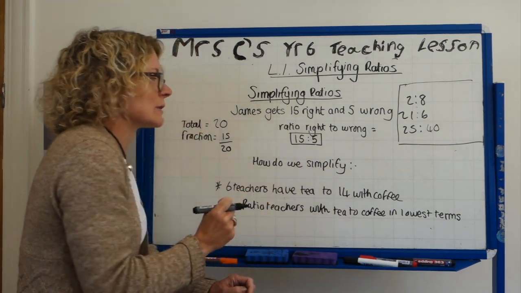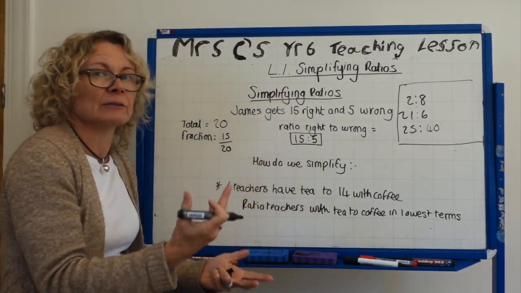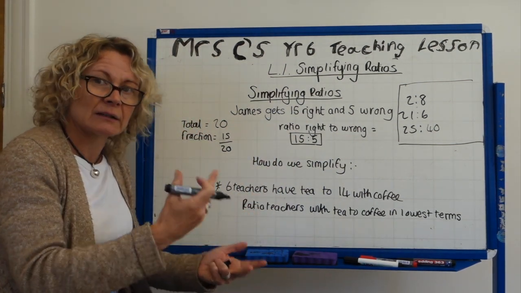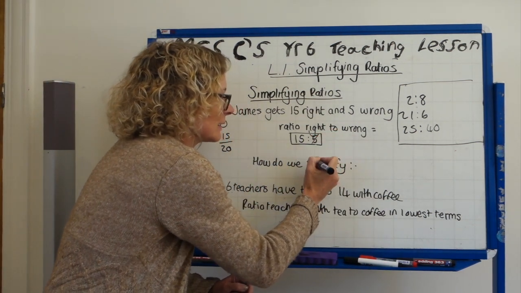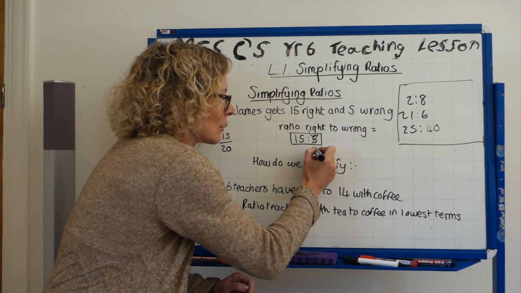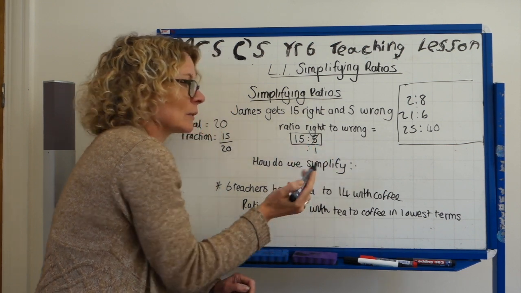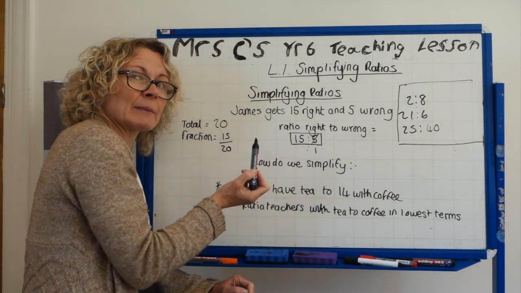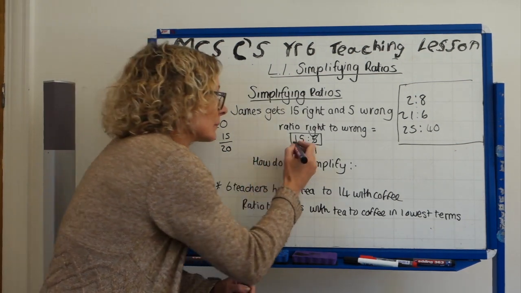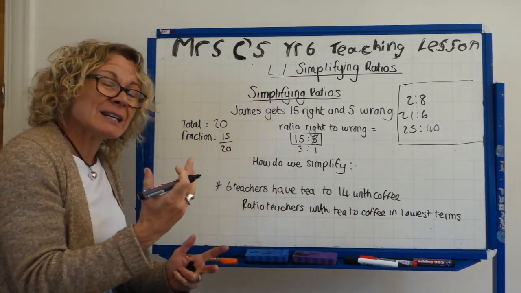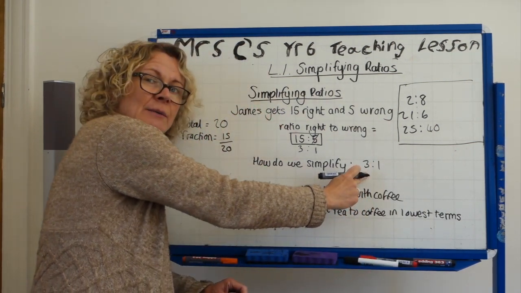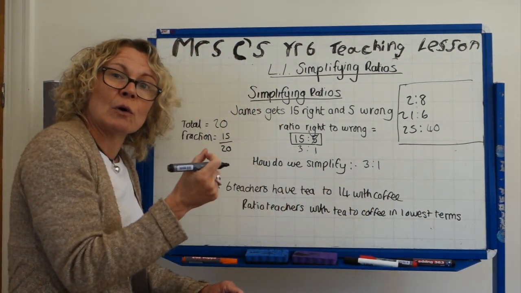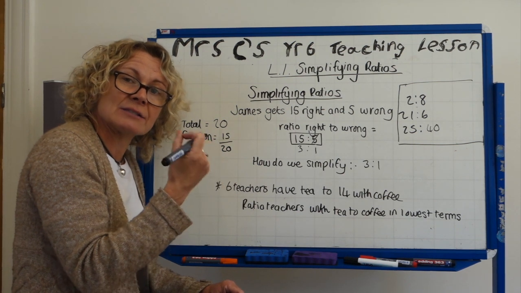So, what goes into something that ends in a 5? What is a factor of that? 5, of course. So, we're simplifying that by dividing 5 into it. So, 5s into 5 go 1. So if you've divided that by 5, you divide that by 5. 5s into 15 go 3. Much easier to see. So for every 3 that James is getting right, he's getting 1 wrong. And that is the ratio.